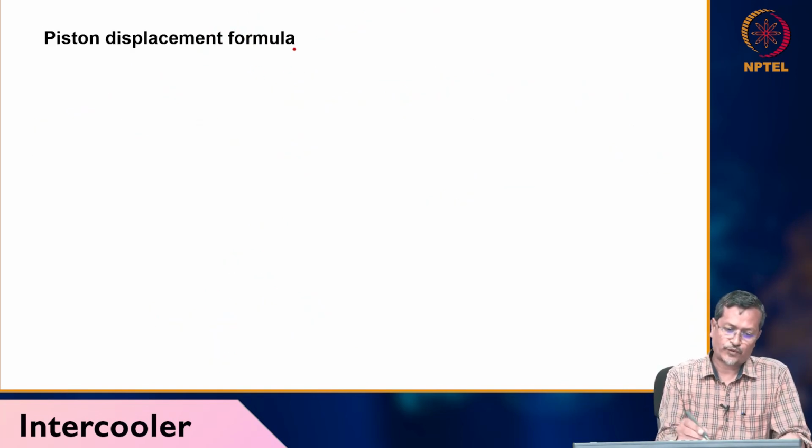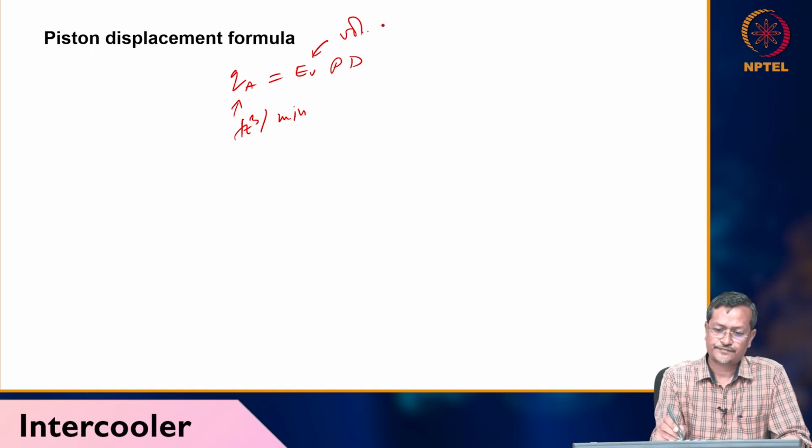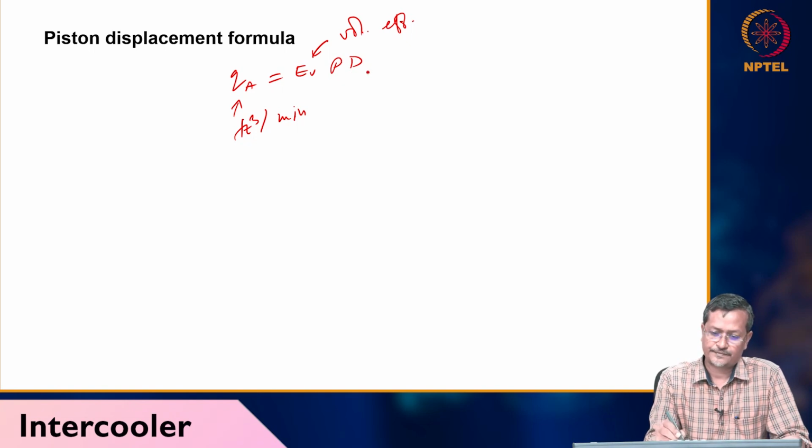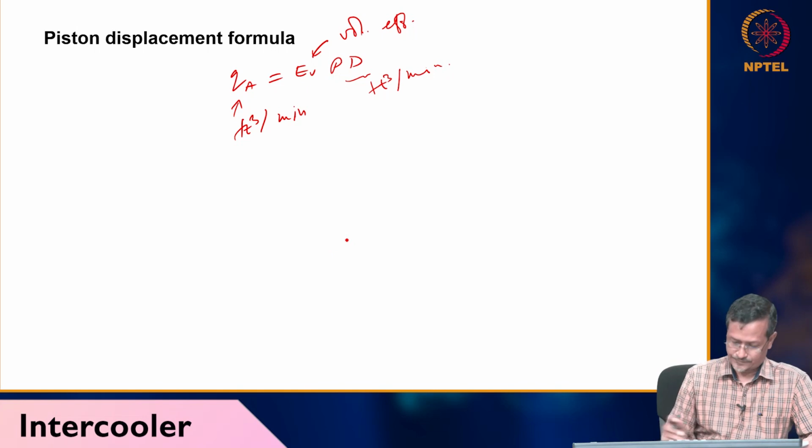Cylinder throughput formula: QA equals EV times PD. QA is in cubic feet per minute, EV equals volumetric efficiency, PD is piston displacement in cubic feet per minute.